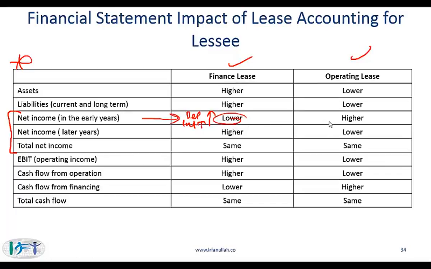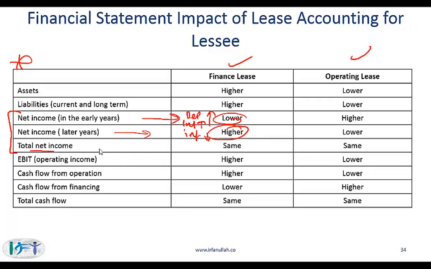With operating leases, it's the same standard expense throughout. Later years means that now the interest expense becomes low because the outstanding lease payable is low. Since that number is low, interest expense is low. Depreciation is still the same, but the combined effect is low relative to the overall expense associated with an operating lease. Therefore, the net income is higher in later years for a finance lease.